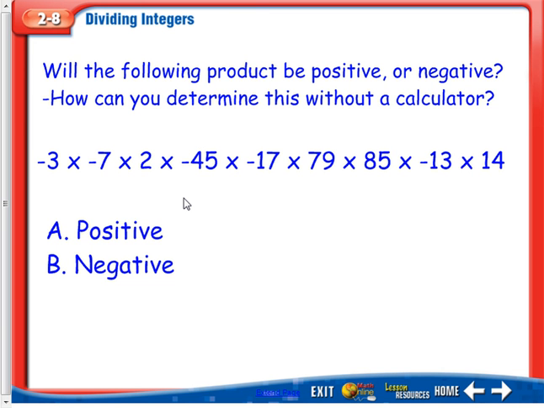In lesson 2-8, we're going to be dividing integers. We're going to be following the same rules as multiplying. So just kind of a little practice here. It says, will the following product be positive or negative? How can you determine this without a calculator?